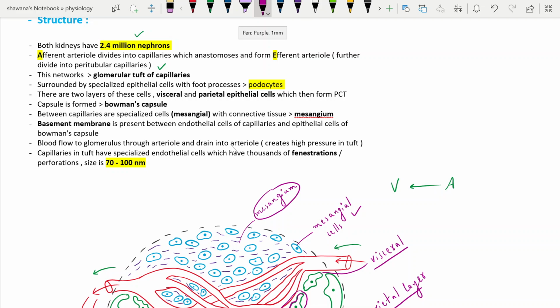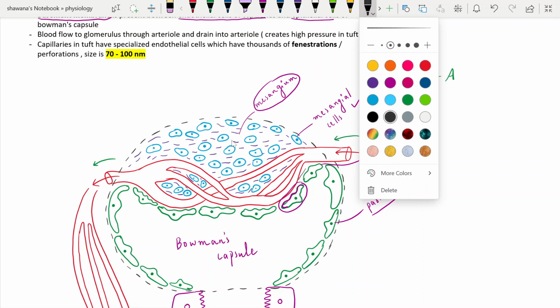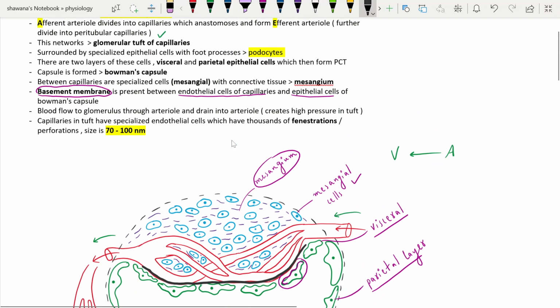Okay, after that, the basement membrane. The glomerular basement membrane is present between the endothelial cells of the capillaries and the epithelial cells of Bowman's capsule. As you can see here, it is not labeled in this diagram, but it is present between the endothelial cells of the capillaries. Here is the location of the basement membrane, between the endothelial cells of the capillaries and the epithelial cells of Bowman's capsule.